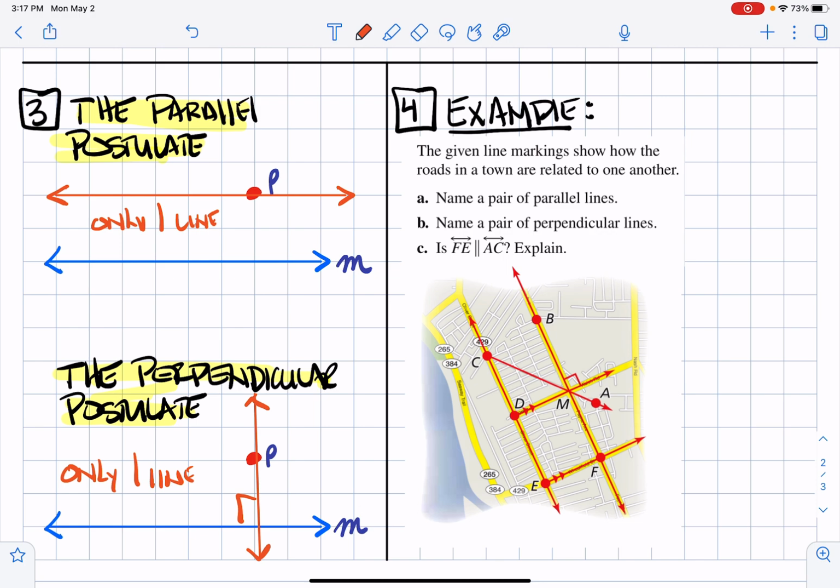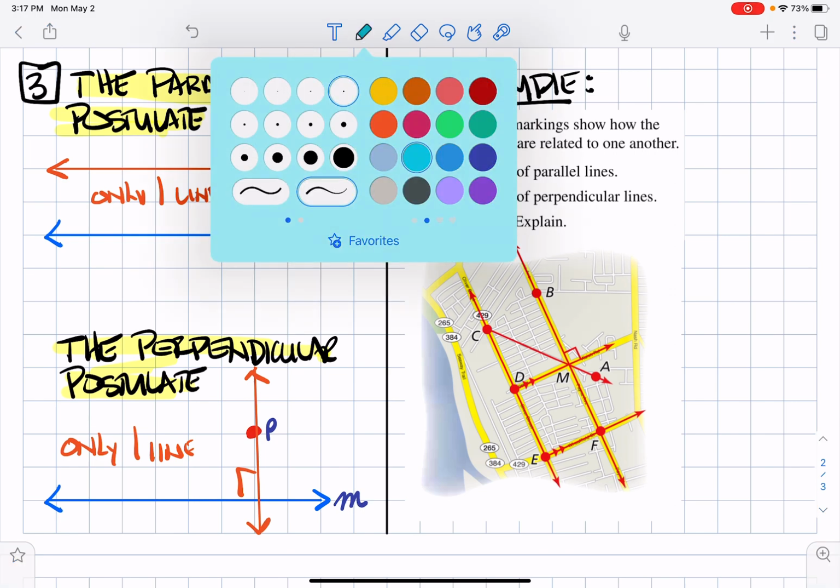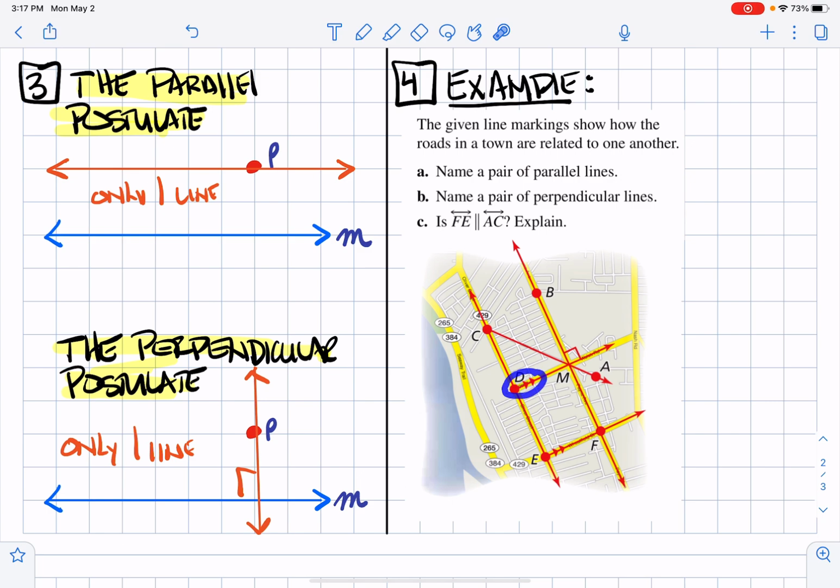Okay, fourth and final box here. It just says, the given line markings show how the roads in a town are related to one another. So it says, name a pair of parallel lines, okay? So the ones that are parallel here, let me get my laser pointer out for you. Okay, these little markings indicate which ones are parallel, okay? So this street right here is parallel to that street right there because of the markings. So for number one, we're going to say MD is parallel to FE.